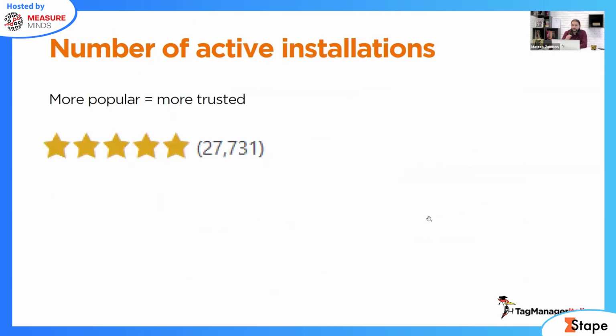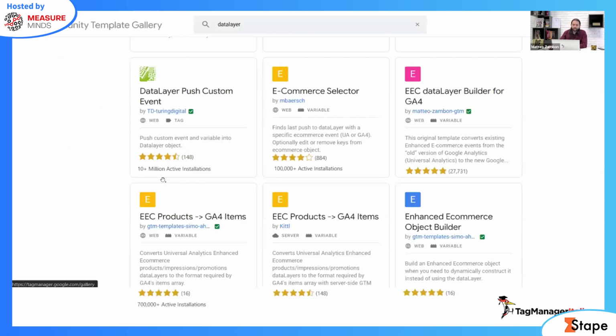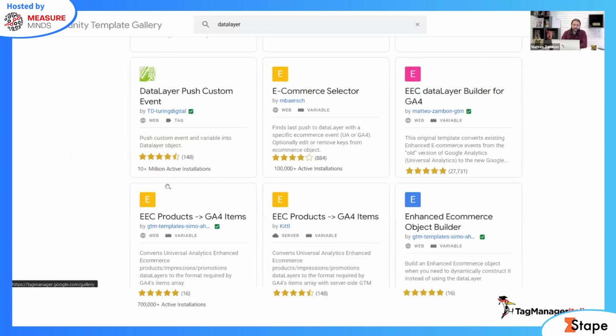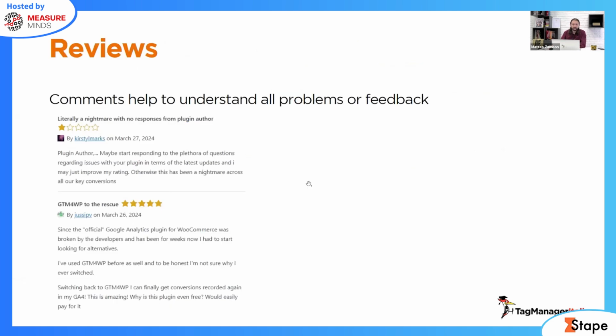So more popular equals more trusted tag and or variable. The number of installations is another thing. It's great to have the rating. The other thing is how many times that variable or that tag is installed in a GTM container. It's another number that could be really interesting for us.